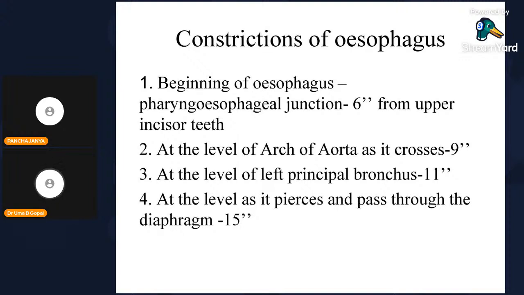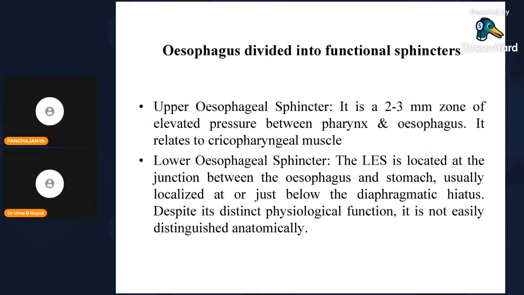Just below that, at the level of the left principal bronchus as it crosses anteriorly, at 11 inches from the upper incisor teeth, and the esophagus is also constricted as it pierces the diaphragm, which is 15 inches from the upper incisor teeth. They are going to ask this as a 5 marks question, constrictions of esophagus. So this is the answer. Generally, what is the esophagus, what is its extent, and what are the constrictions. This much is enough. If they write this, they will get the marks.